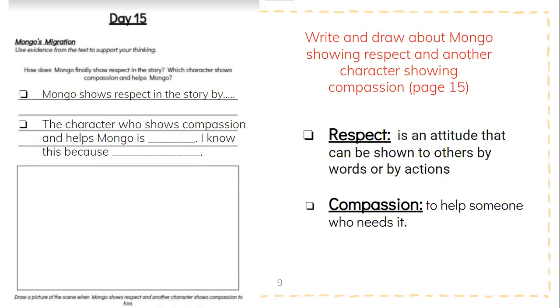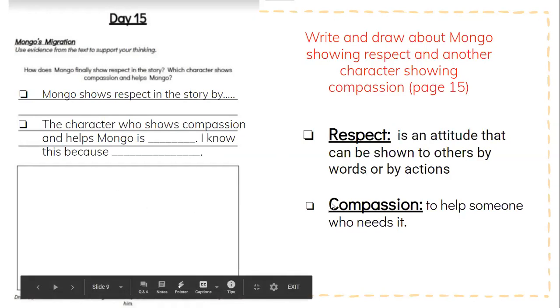Remember, sentences start with a capital letter. They are a complete thought. They use finger spaces and they end with a punctuation mark. Then you're going to go ahead and draw a picture of the scene where Mongo shows respect and another character shows compassion.